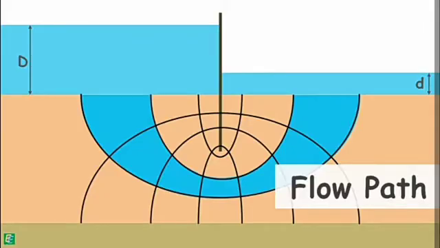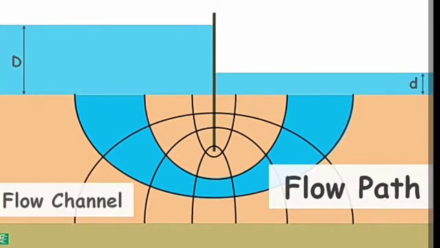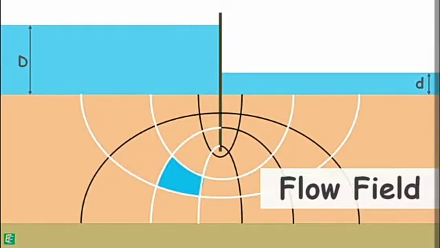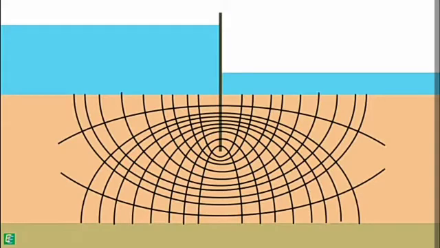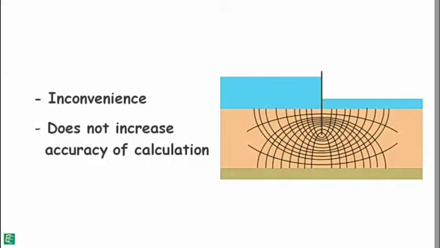The space between two flow lines is called a flow path or flow channel, and the area bounded by two flow lines and two equipotential lines is called a flow field. In a flow net we could draw many possible flow lines and equipotential lines, but it is inconvenient to draw too many, and too many lines do not increase accuracy, so only four or five of each should be drawn.